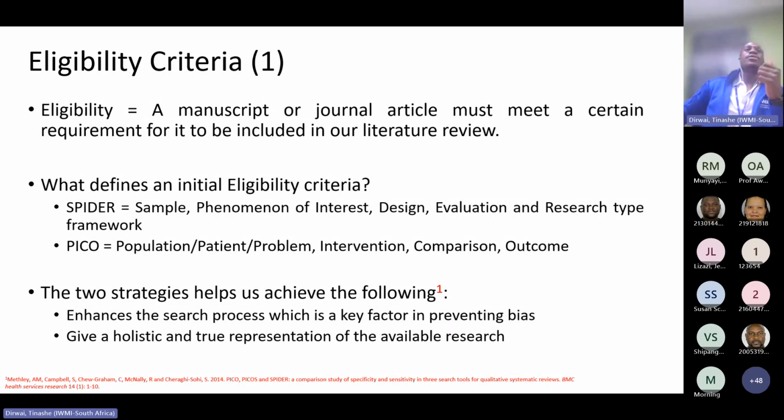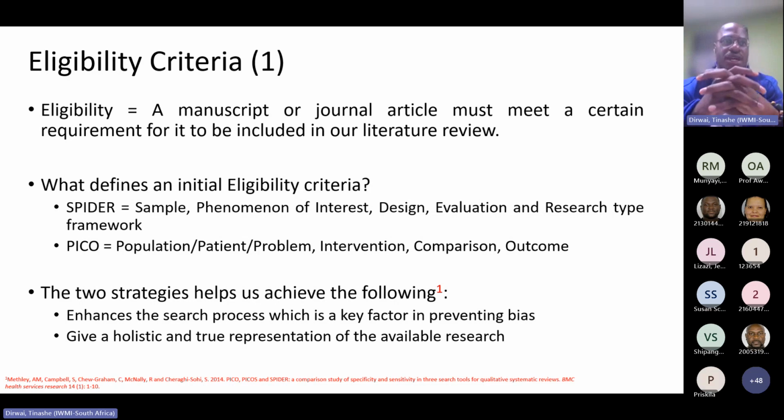So if you talk about the eligibility criteria, you are basically assessing if a paper, a publication, could be a journal manuscript or a book chapter or a conference proceeding or some grey literature of sorts, reports from NGO entities, if it meets a certain requirement to be included in your literature review. So it's basically a quality check of sorts. So how do you define an eligibility criteria?